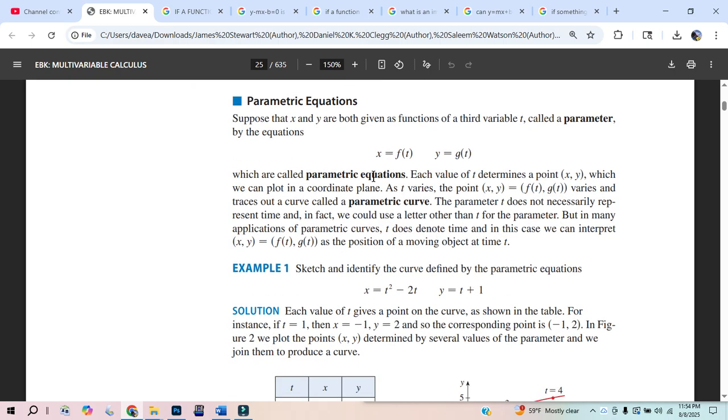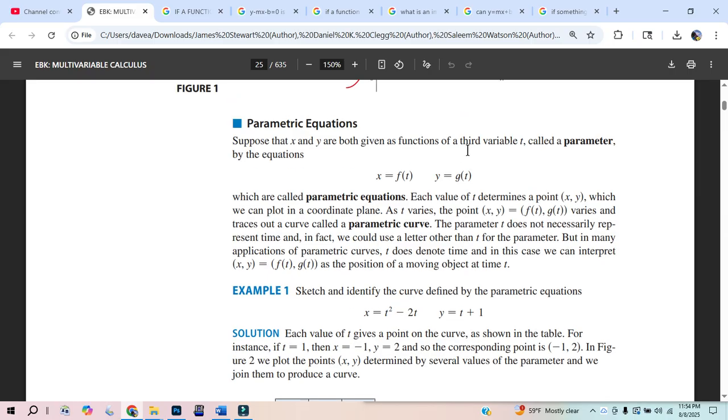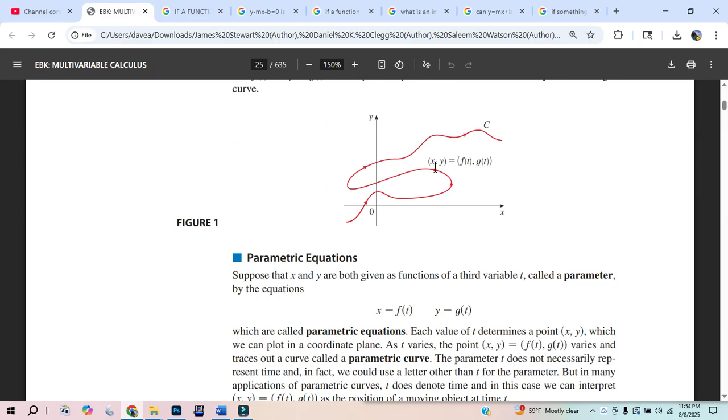These are called parametric equations, each value of t. We can put different values of t in here, but if I put the same value of time in both these equations, that's going to be where the position of the particle is.